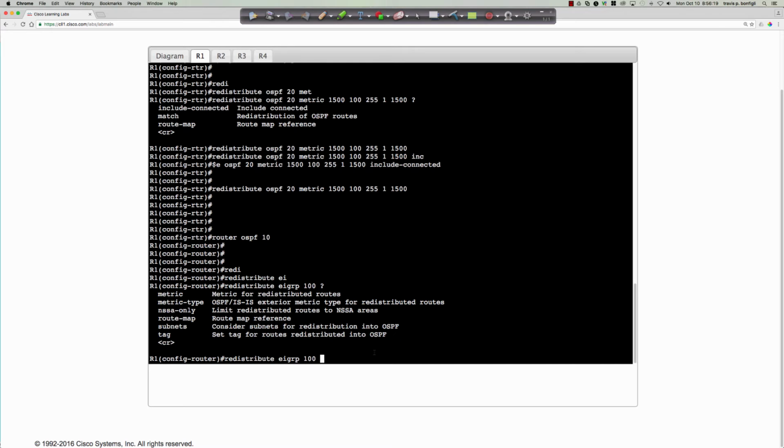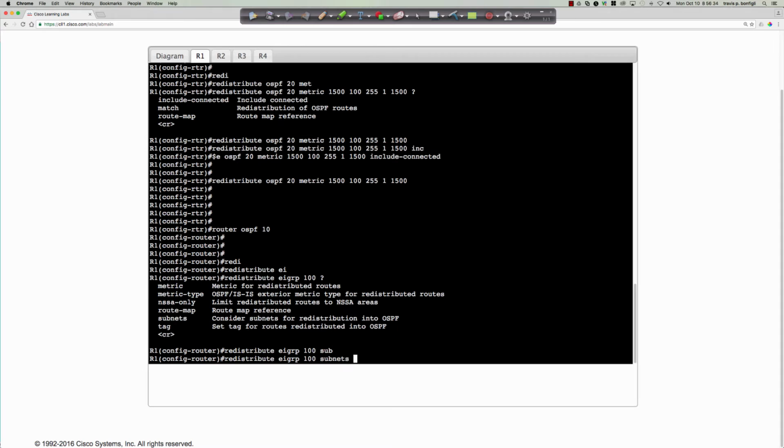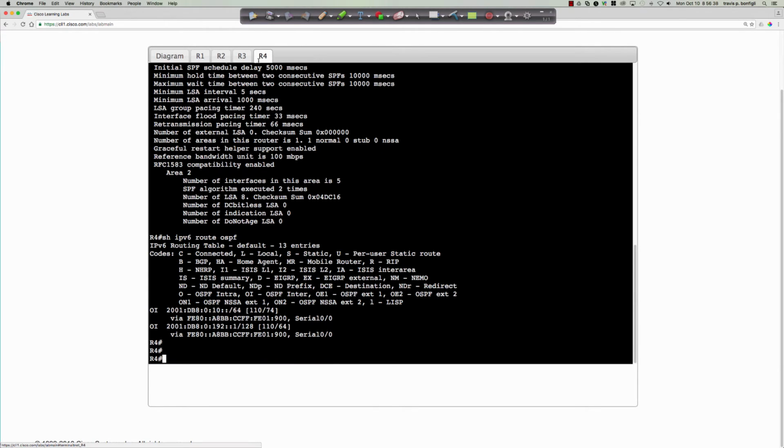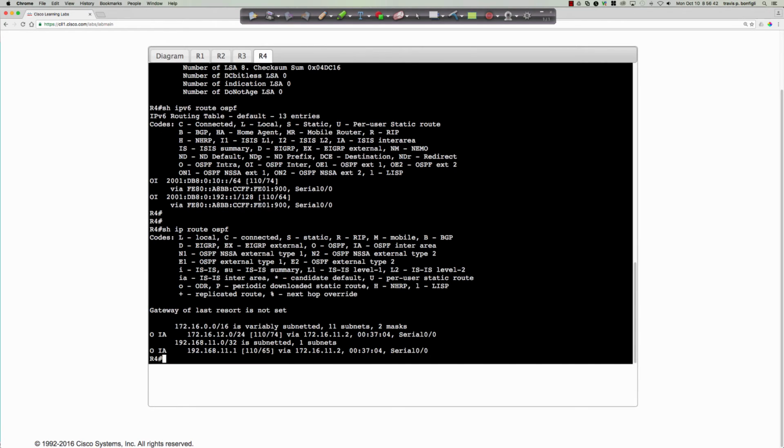So if I leave the subnets argument off, chances are you're not going to get too much, because typically you're not doing things at a classful boundary. You're doing classless subnetting, right? You're subnetting things. So I would want to say subnets. Let's come over to router 4 over here in the corner and take a look at show ip route ospf. And you can see we don't get much. We've got nothing yet, right?